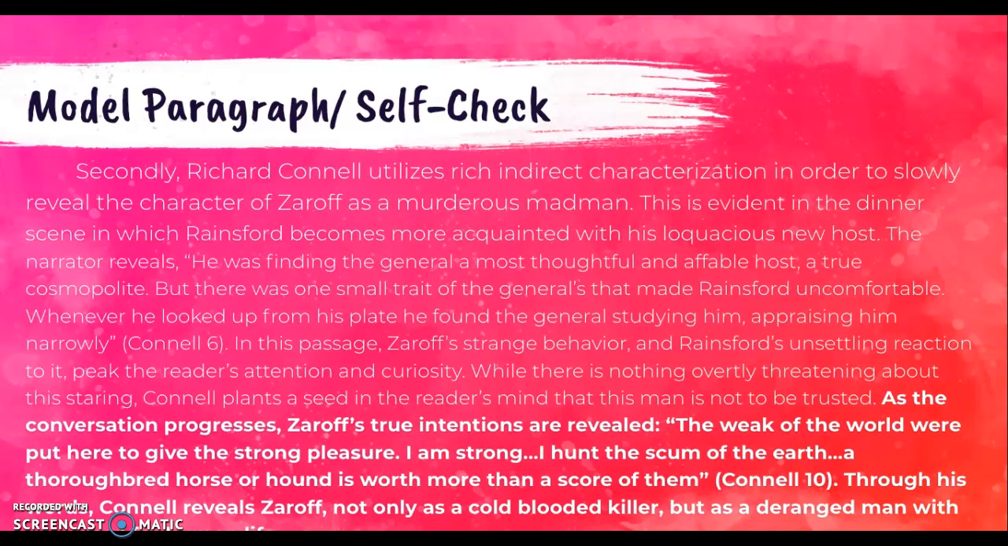The weak of the world were put here to give the strong pleasure. I am strong. I hunt the scum of the earth. A thoroughbred horse or hound is worth more than a score of them.